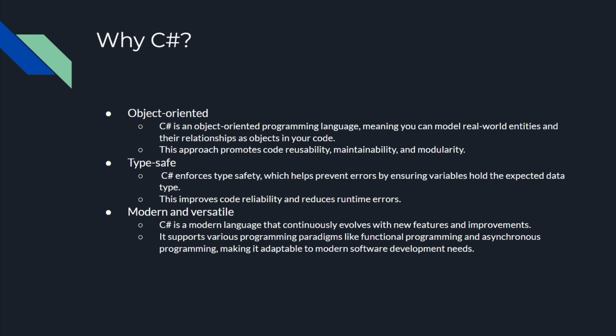Okay, so the first thing that we should talk about is just why should you learn C#? And the first reason is C# is object-oriented. That basically means that you can model what the real world is like. So think about it kind of like if you have a person, you can actually set up a person object to define that person. So this allows you to have a big reusability mindset when it comes to C#. It's also extremely modular and has really great maintainability.